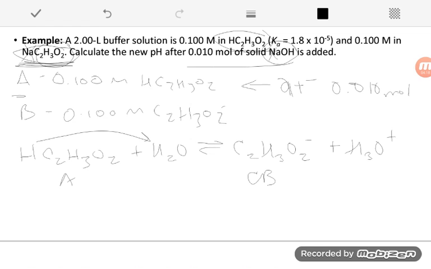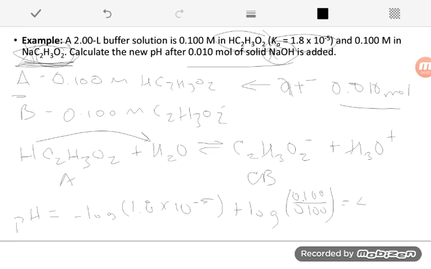Now, it doesn't ask me to calculate the initial pH, but I think it's useful so we can figure out where the pH is going to start, and then we can see where my pH ends up after I add that sodium hydroxide. So if I want to calculate my initial pH, I'm going to use that Henderson-Hasselbalch. So the pKa is the negative log of my Ka, which was provided up here, 1.8 times 10 to the negative 5. And then the log of my base over my acid, so I have 0.1 molar of each. And if I calculate that, I see that my initial pH was a 4.74.